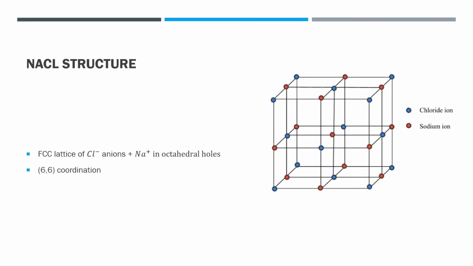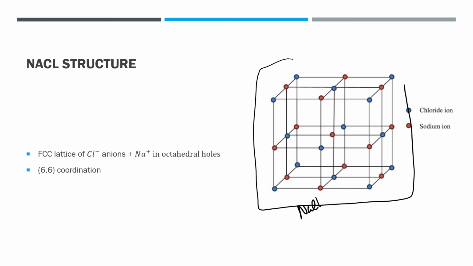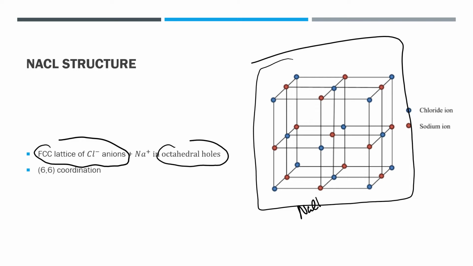Alright, so as I was mentioning, we're going to first discuss the NaCl structure. You can see in this image here, this is the NaCl structure. The blue ions represent the chlorides, the red represents the sodium. Essentially what you can see is there's an FCC lattice of chloride anions, and the sodium cations are filling the octahedral holes. You should know what FCC lattices and octahedral holes are from the previous unit cells video. If you don't understand that terminology, go watch that video.